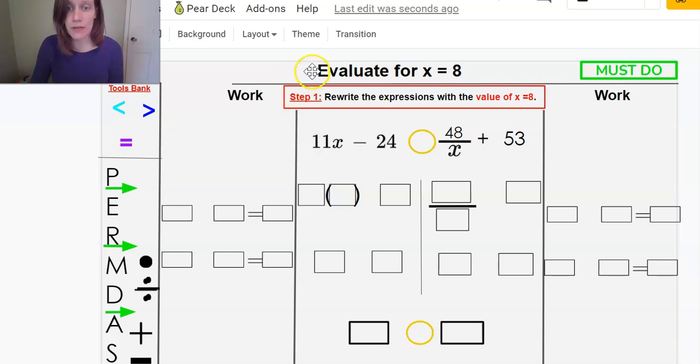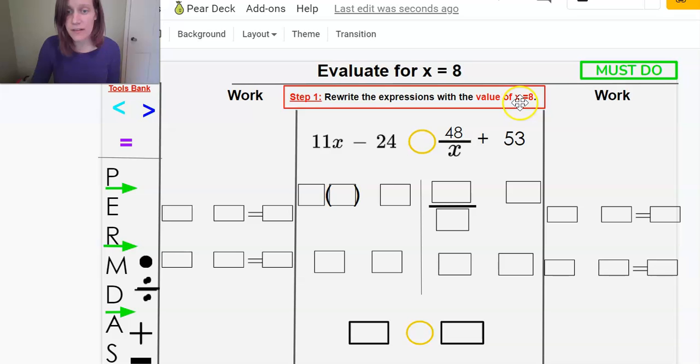So remember, when we evaluate inequalities with a variable, we are taking the given value of the variable, which in this case is x equals 8, and we are plugging it in wherever we see an x in the problem. We complete one side completely before we do the other side so we don't get confused. So I'm going to start right here, and I'm going to do 11x minus 24 first.